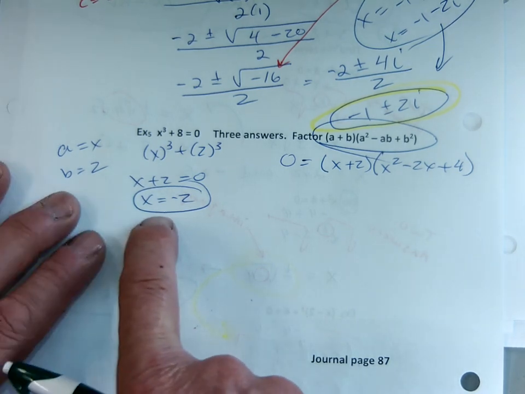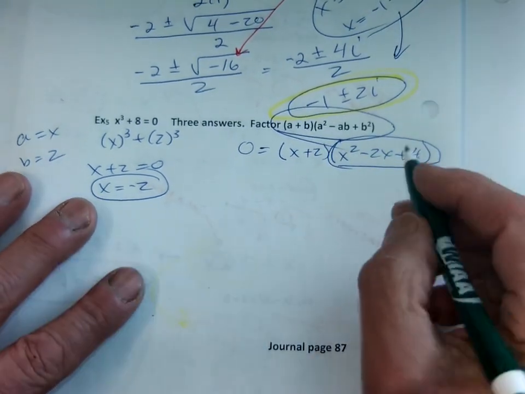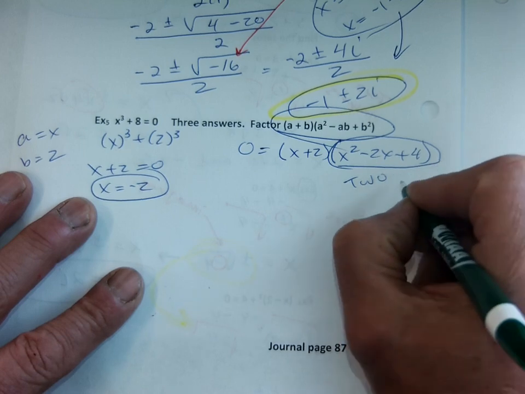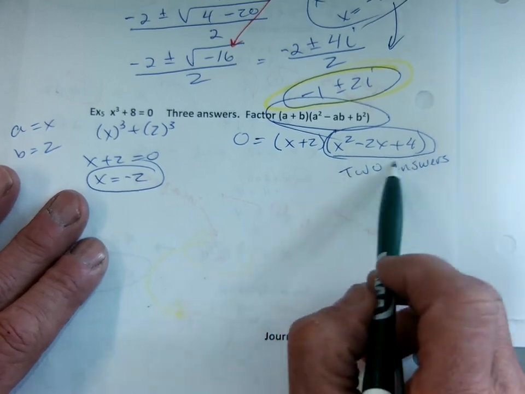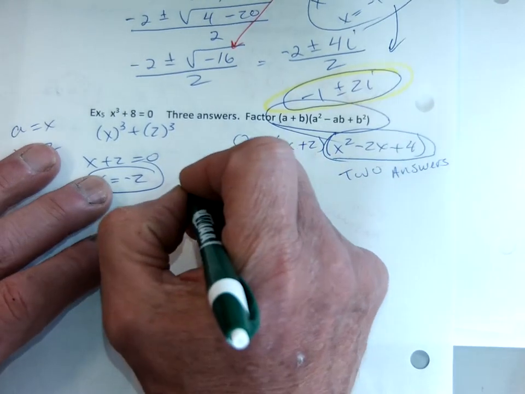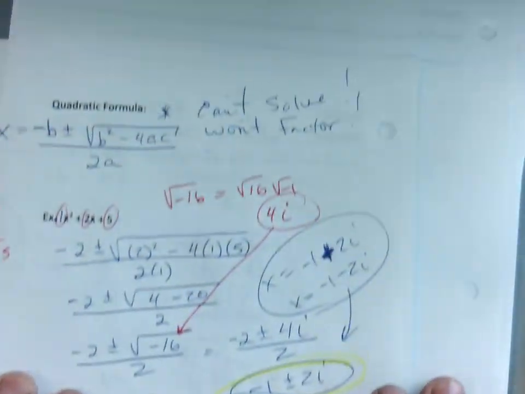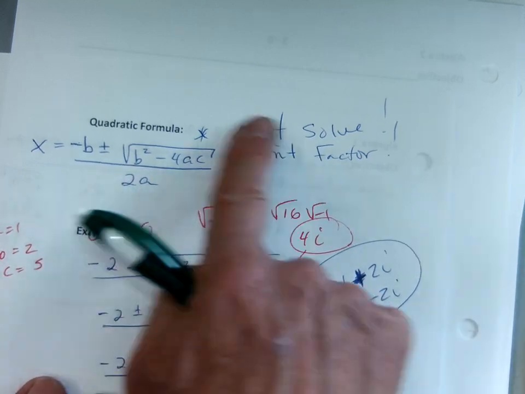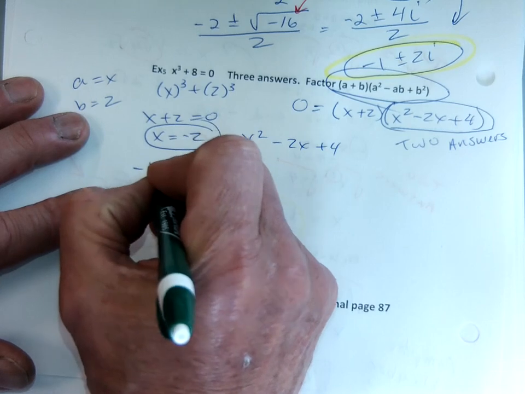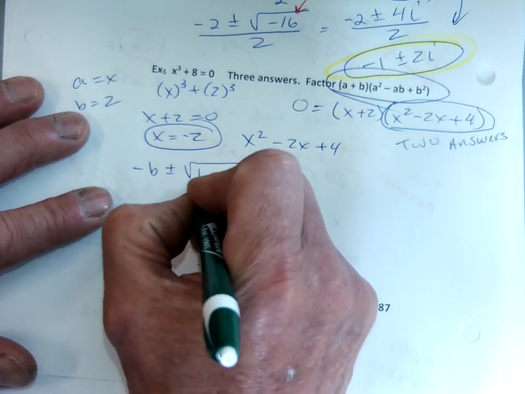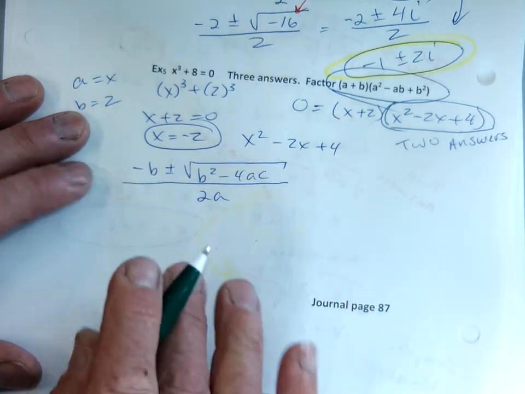Second answer, there are 2 other answers, and they come from this. My other 2 answers, I get 2 answers here. This will not factor. So x squared minus 2x plus 4 will not factor. And if it won't factor and won't solve, what do we do? Quadratic. Right. So we need to use negative b plus or minus the square root of b squared minus 4ac, all over 2a.